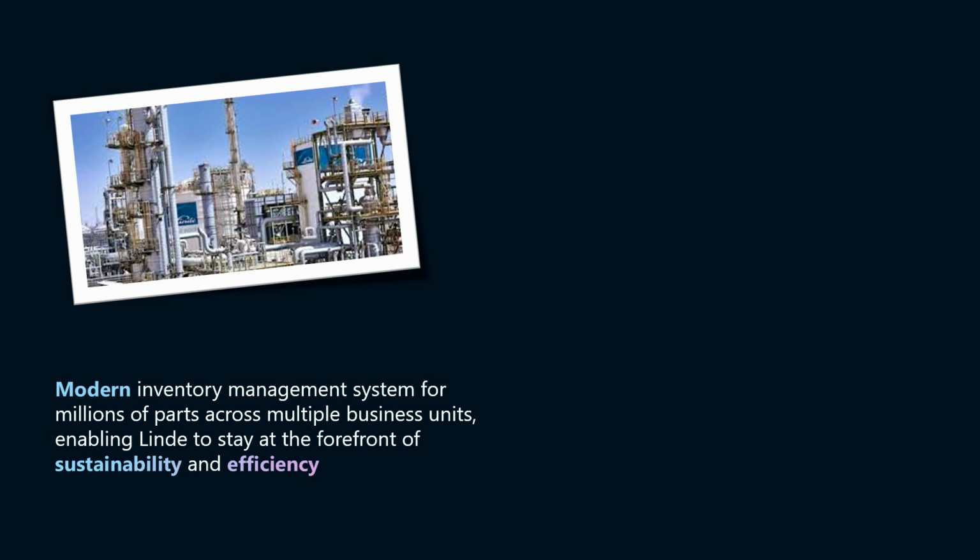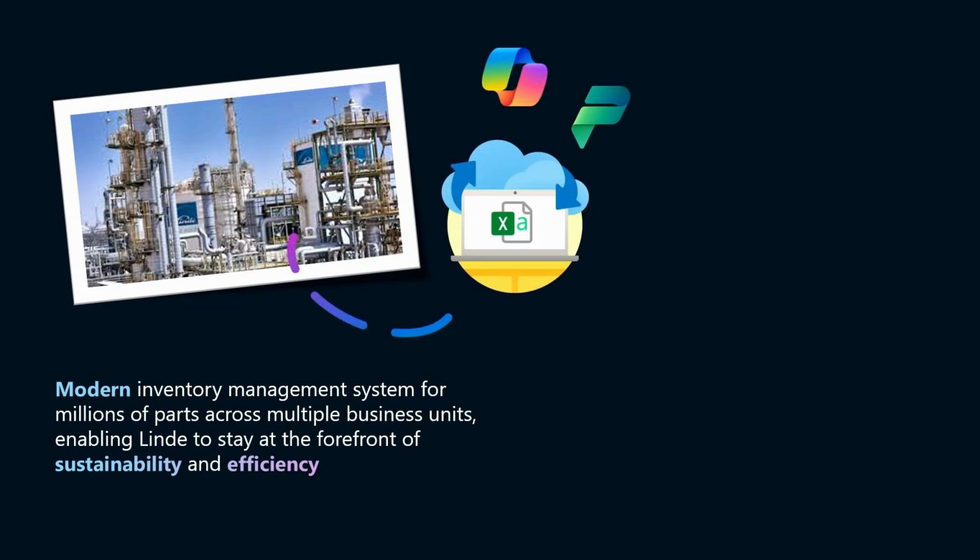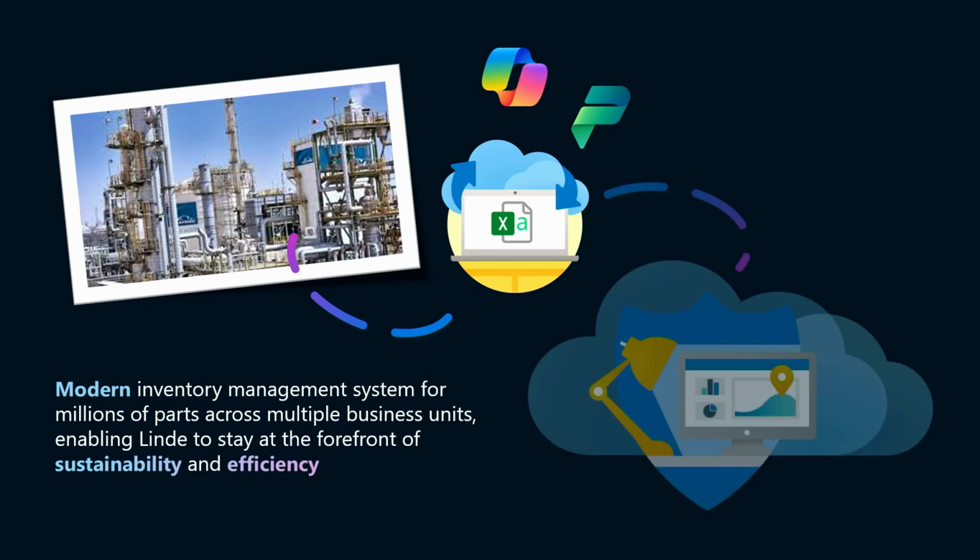So recapping, we need to create a modern inventory management system for millions of parts across multiple business units, enabling the company to stay at the forefront of sustainability and efficiency, which we will do using a combination of Power Platform and Copilot. Remember that we said we were going to establish an outline of how we'll build the solution. So now is the time.